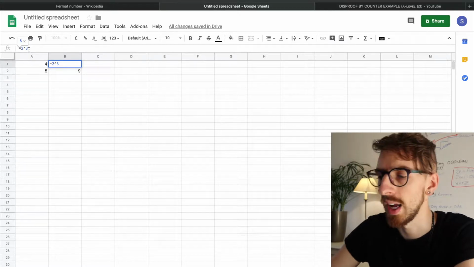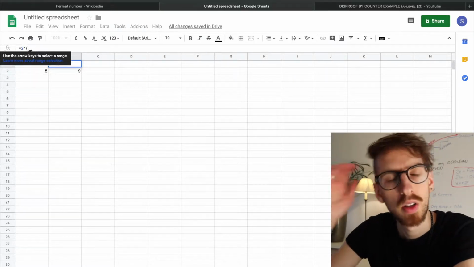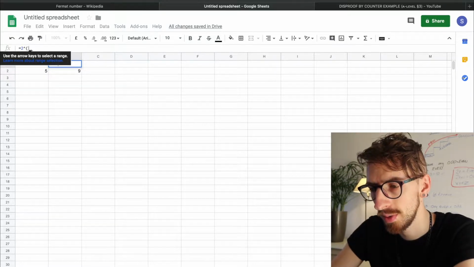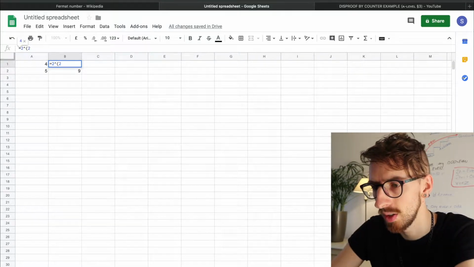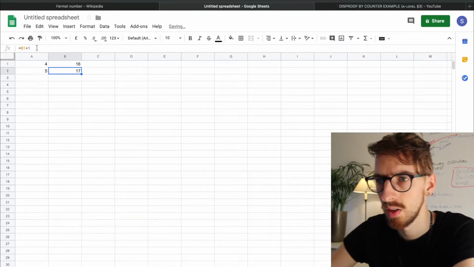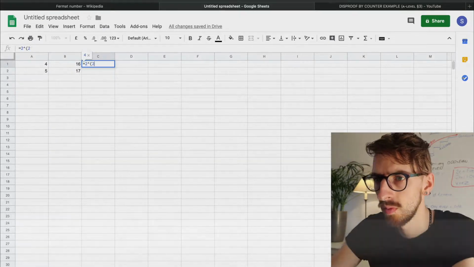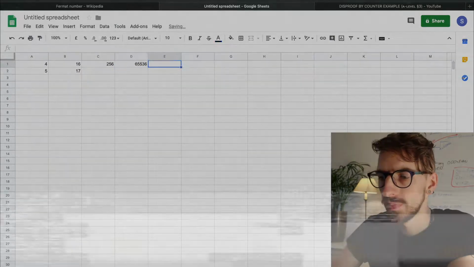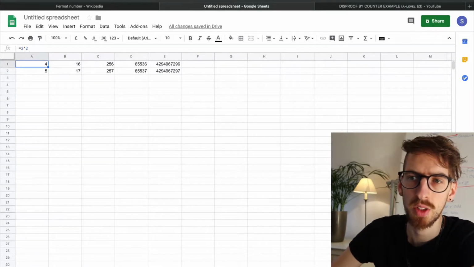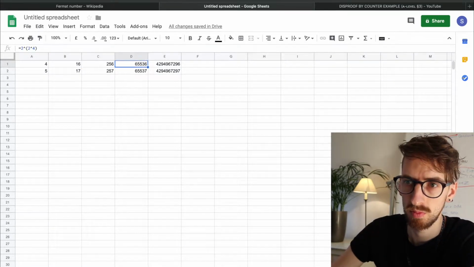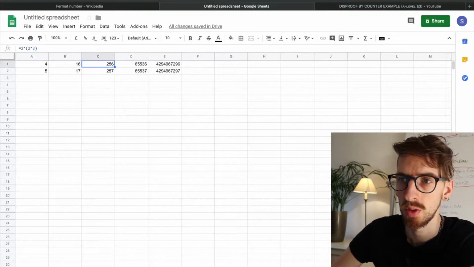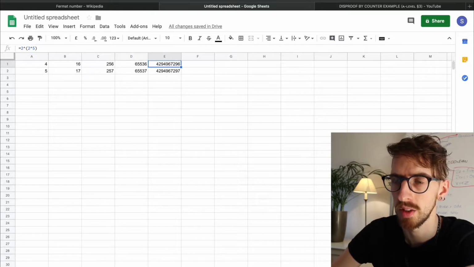Oh, but that's not quite right, is it? We have to do 2 to the power of 2 to the power of n. So the first one was 2 to the power of 1, so now it's 2 to the power of 2, which is 16, okay? So what we have here is 2 to the power of 2 to the power of n, and it's going up from 1, 2, 3, 4, and 5.